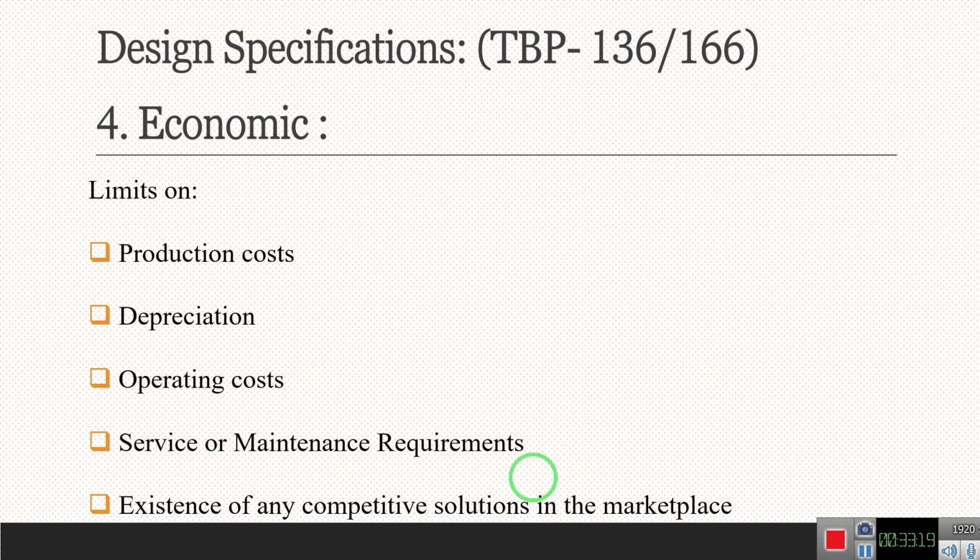Last one, existence of any competitive solution in the marketplace. Your product should be such that there is an easy solution available, easy parts should be available in the market. Otherwise, we will go for other types of devices.